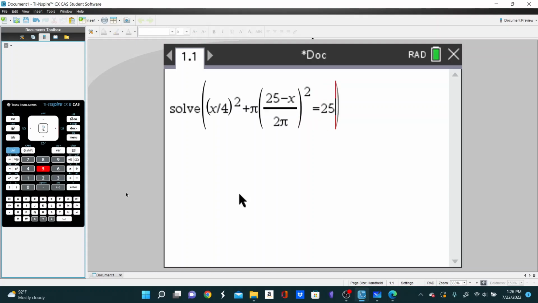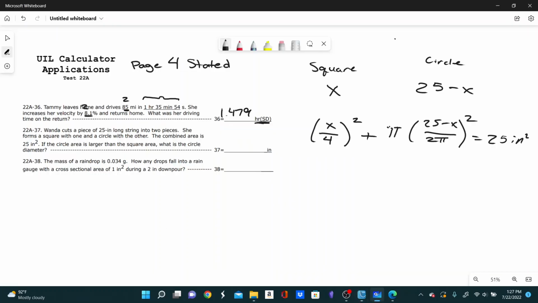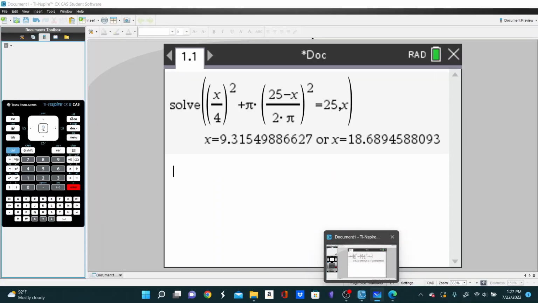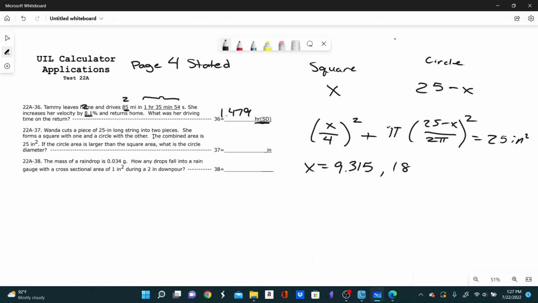This gives us 25. We want to find the length of the amount of string they cut off. So for x, we get two possible values: 9.315 or 18.689. Now the question is, which one do we use?